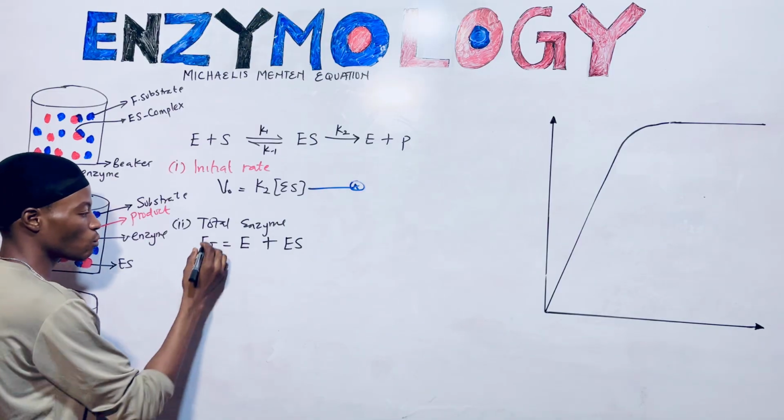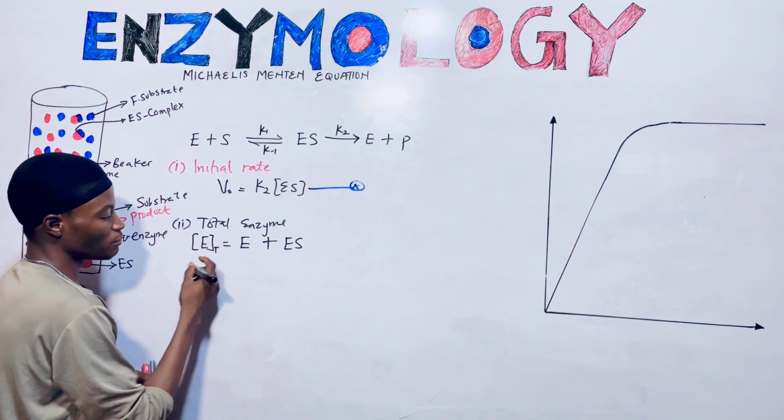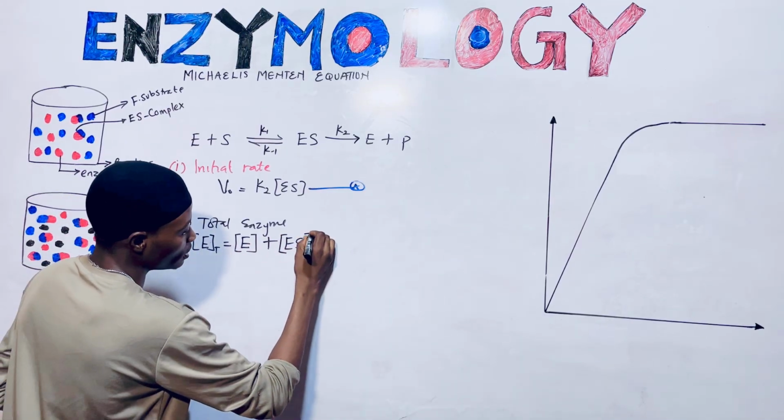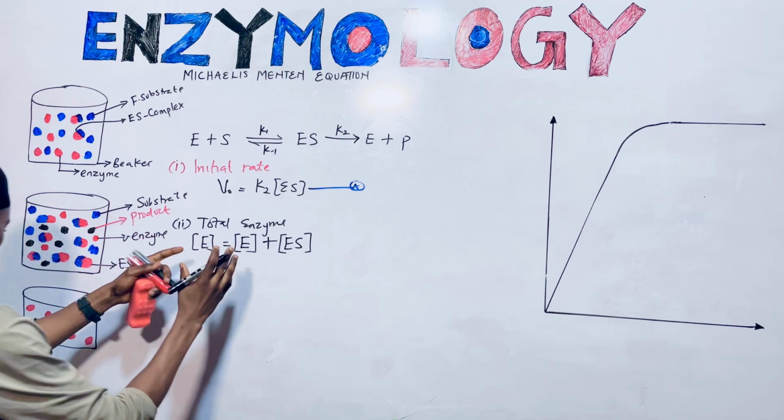So enzyme total concentration, let me represent it as concentration because it's very, very important. The concentration of enzyme total equals the concentration of the free enzyme plus the concentration of the ES complex, and that's basically what we have. Hope you guys are following. Now that's just the next case that we have.